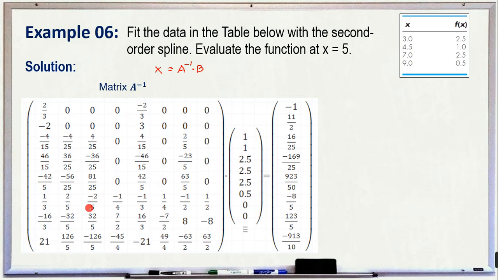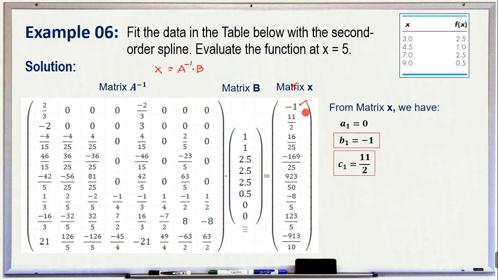So we have here the inverse of A times the column matrix B, and the result is our matrix X. So the first element for our matrix X corresponds to the value of our B1. Okay, that is why from the matrix X, we have, again, I just write A1 here, so A1 equals 0. So B1 is equal to this one, negative 1.